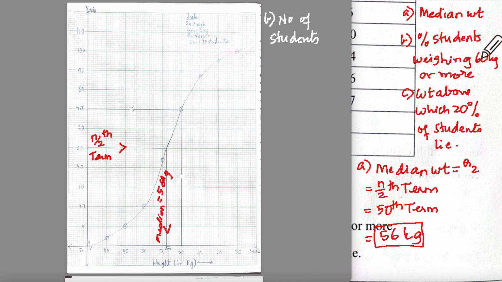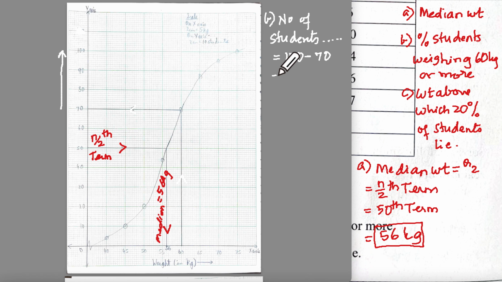Number of students weighing 60 kg or more is going to be this much region. Means total is how much? 110, no? Ma'am, 100. The total is 100. You have put over here. Yes. There's no need to write this 110. Okay, so 100. So 100 minus 70. It will be this region. From here to here, this region will be this part.